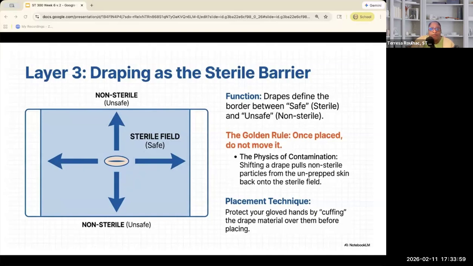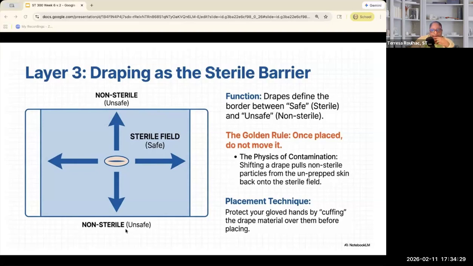Now, when we're placing the drapes, we use a technique often called cuffing. When you watch the video, I want you to notice they're cuffing, okay? I'll also be sending you guys one of the videos that me and one of my coworkers made where we kind of show you. When we cuff, we're protecting our sterile gloves. We're keeping the sterile surface of the drape sterile. We're keeping the field integrity intact, okay?